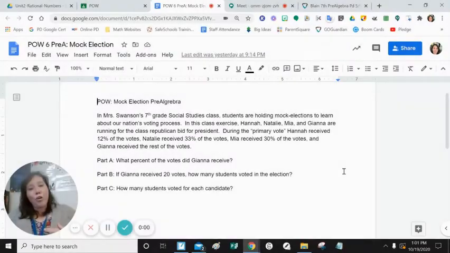This week's POW, we're talking about mock elections, and this really is going to be an exercise in equivalent fractions and proportions. So let's read through the problem first, and we'll discuss each part.